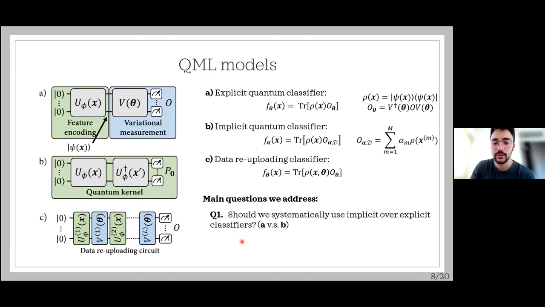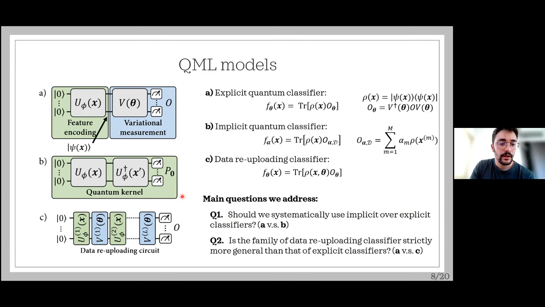And the second question that we address is whether this family of data reuploading circuits is actually strictly more general than that of explicit classifiers. And spoiler alert, we will show that actually you can re-express a data reuploading circuit as an explicit classifier. So these are the two questions, and I hope it's all clear.